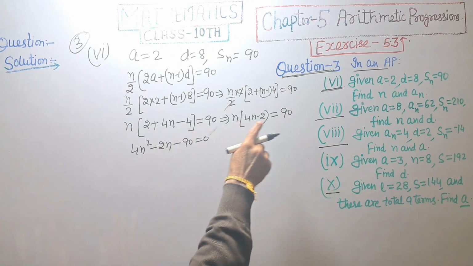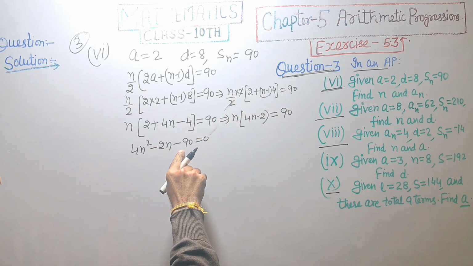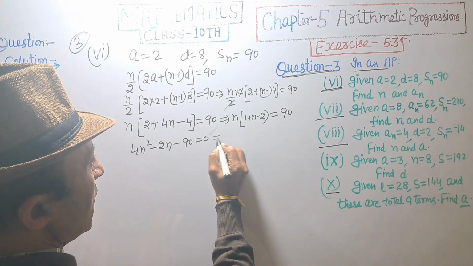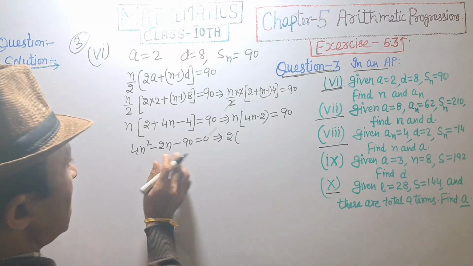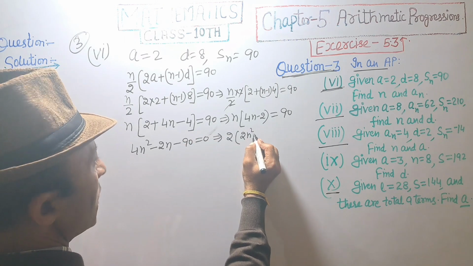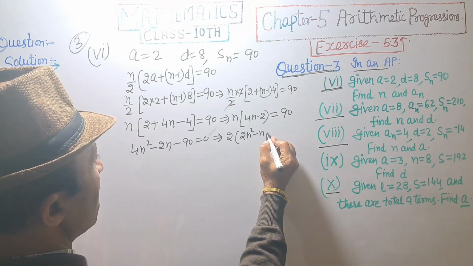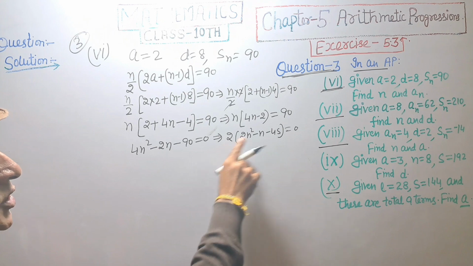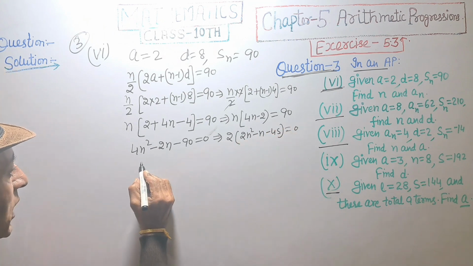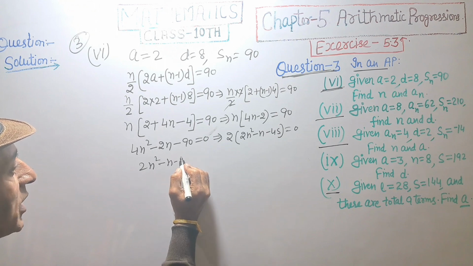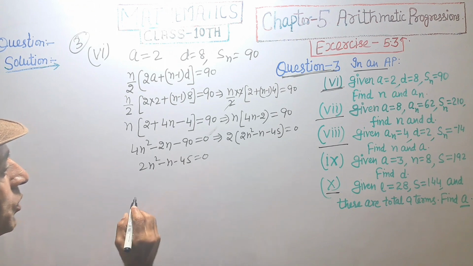It gives a quadratic equation. 90 shifted to the left side, that is minus 90 equal to 0. Taking 2 common in this quadratic equation, we get 2n square minus n minus 45 is equal to 0. 2 is not equal to 0, so this quadratic equation: 2n square minus n minus 45 is equal to 0.